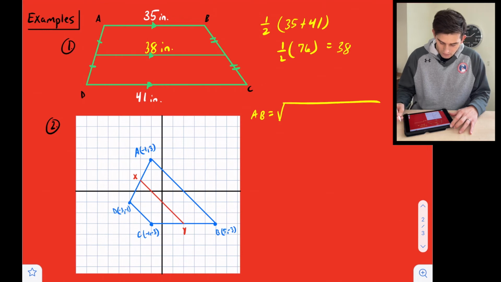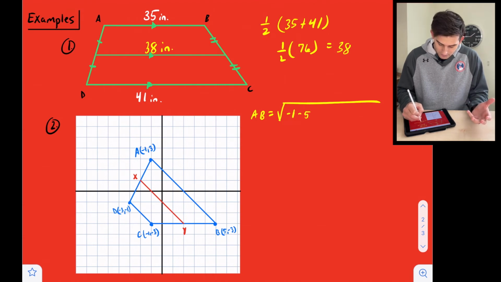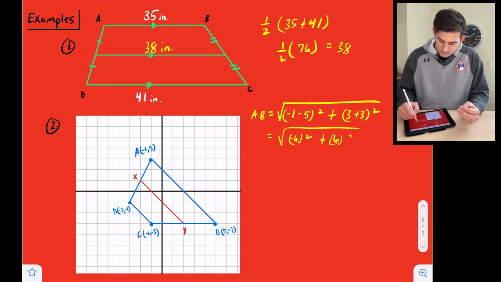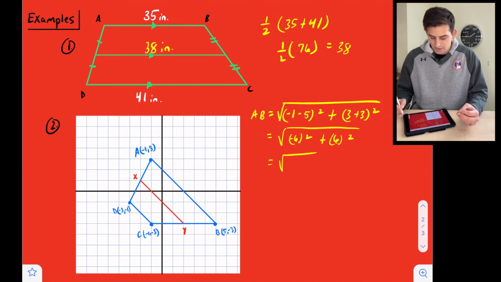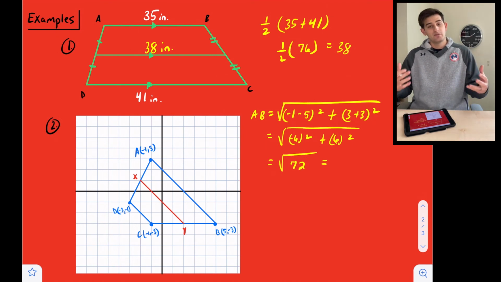Now to find the distance, or the length, we're going to use the distance formula. So I'm going to say -1, this is the x-coordinate of A, minus the x-coordinate of B, so -1 minus 5 squared plus 3 minus -3, so I'm going to say 3 plus 3 squared. And now we can simplify this a little bit. So -1 minus 5 would be -6, and 3 plus 3 would also be 6. And so now we get -6 squared would be 36, 6 squared would be 36, so we add those together and we get 72.